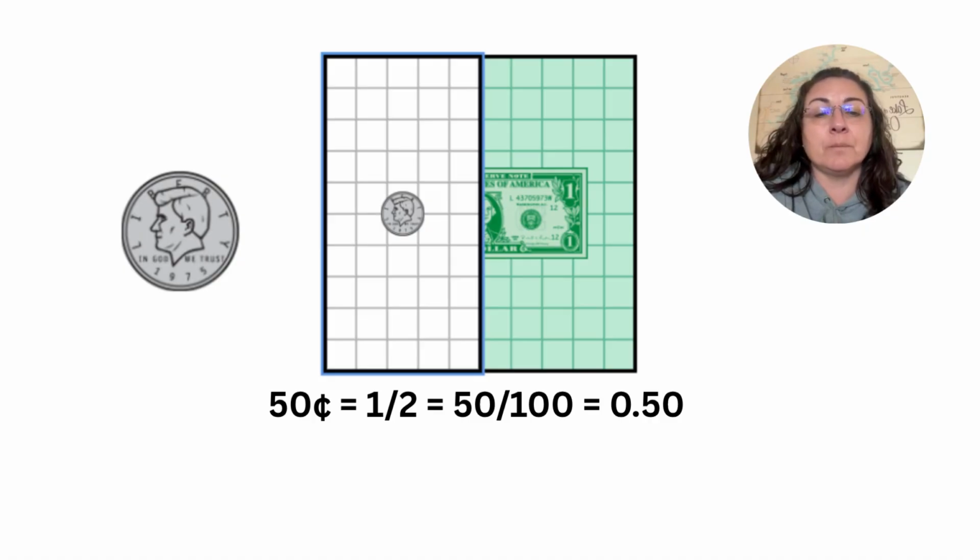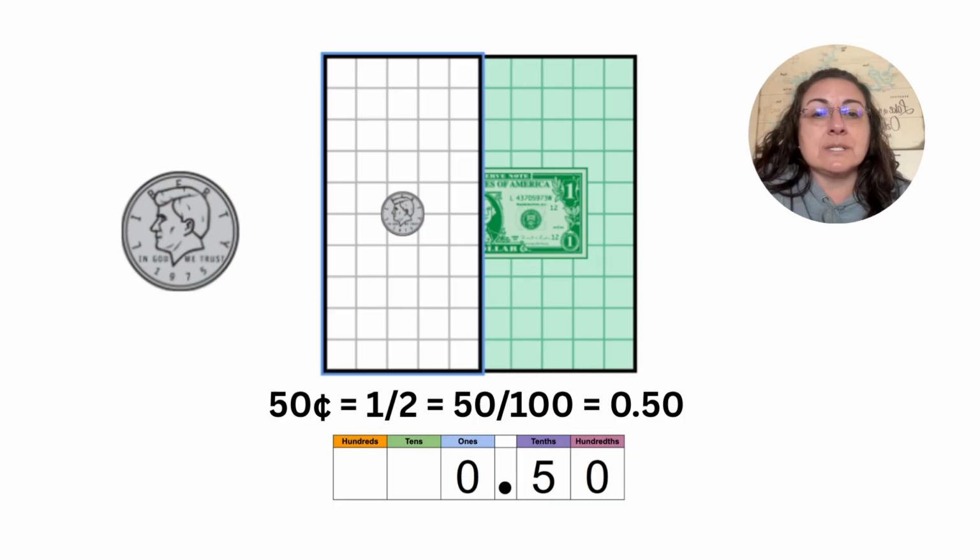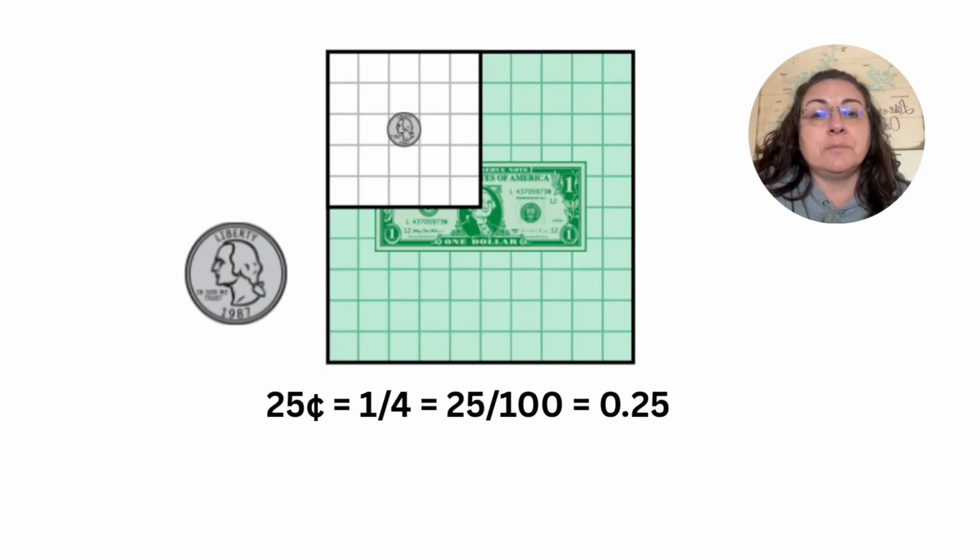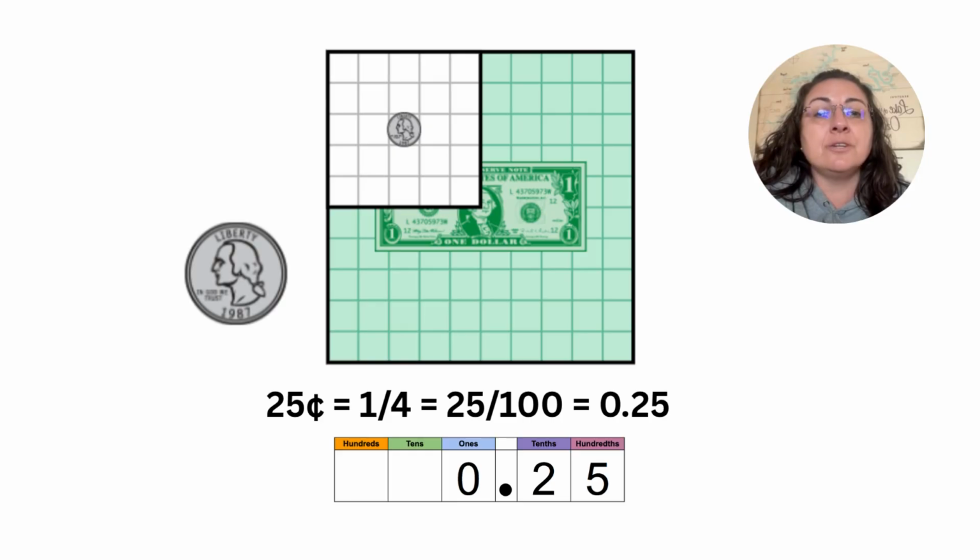0.50 as a decimal. And we say this decimal amount as 5/10 because the single 5 is in the tenths place value, or we can say it as 50 hundredths because the number 50 rests in the hundredths place value. A quarter of a dollar is 1/4, or 25 out of 100 pennies, or 0.25 as a decimal. We say this decimal is 25 hundredths because the number 25 rests in the hundredths place value.